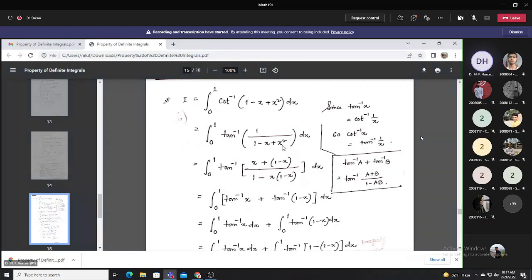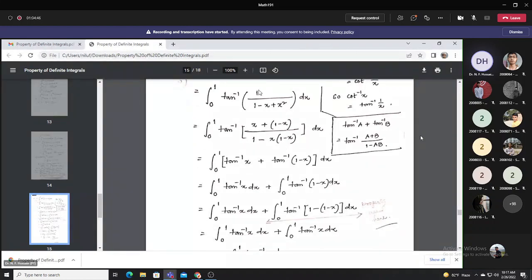Now let us write the upper part. This 1 can be written in this way, x plus within bracket 1 minus x. This x and minus x cancel out. Ultimately we are left with this 1 only. So tan inverse x plus 1 minus x divided by, from the lower part you can write it like this, 1 minus, take minus x common, so minus x into 1 minus x.